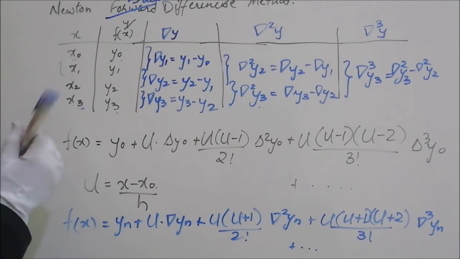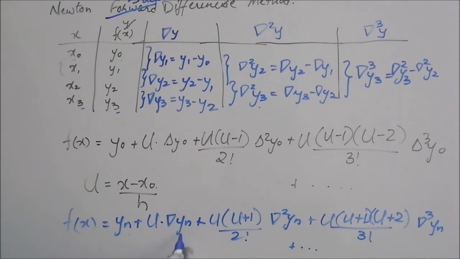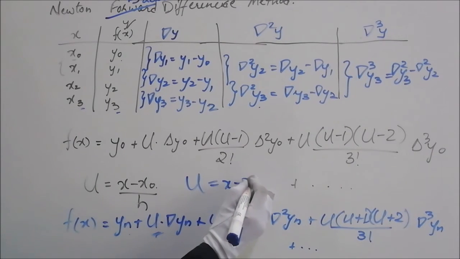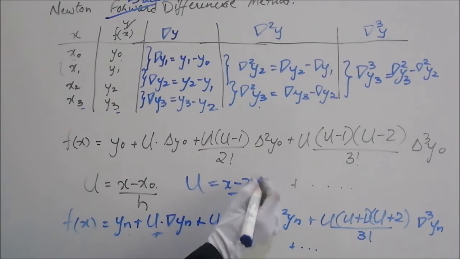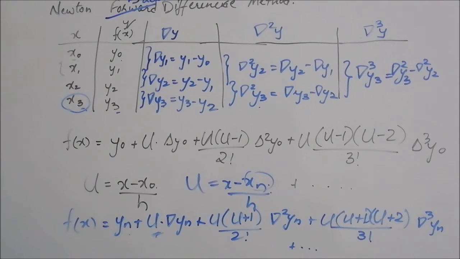So for this, since the nth term is 3, we'll have y3 plus u into del y3, u into u plus 1 upon 2 factorial del squared y3, and so on. The u value here will be equal to x minus xn divided by h. Again, xn is the nth term, x3 in this case, and h is the spacing between the values of x.